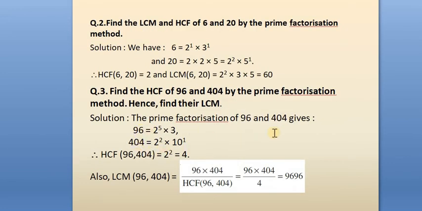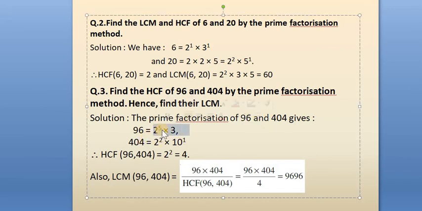First you use the prime factorization method. 96 can be prime factorized as 2 to the power 5 into 3, all of you know. Again you can prime factorize 404 as 2 square into 101. You do the prime factorization, then you will find the HCF of them, that is the highest common factor. Between 2 to the power 5 and 2 square, 2 square is common and there is nothing else common, so HCF is 4.